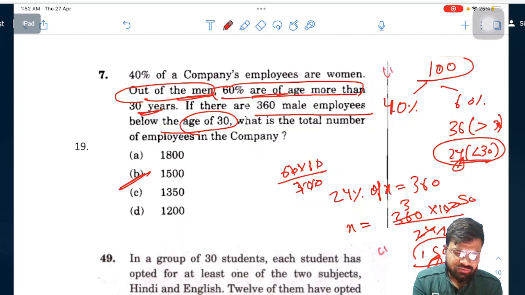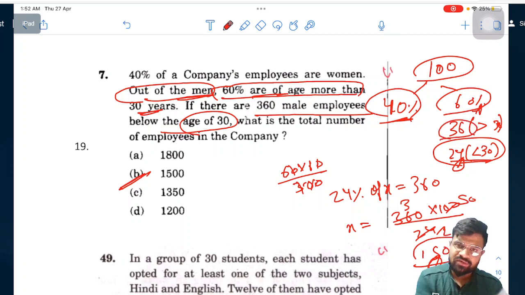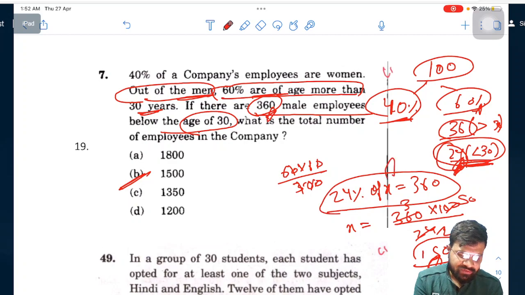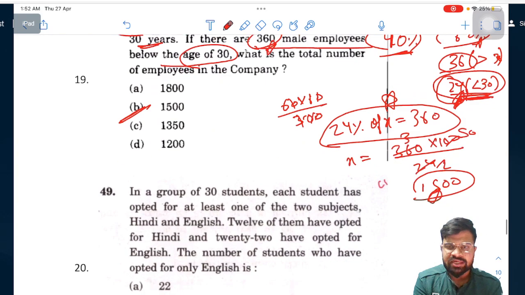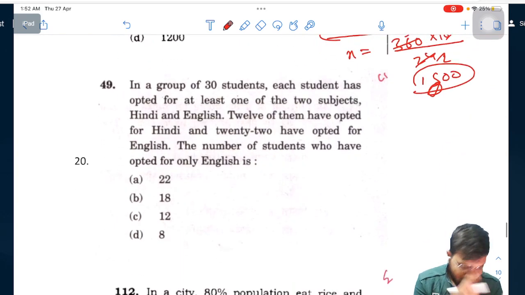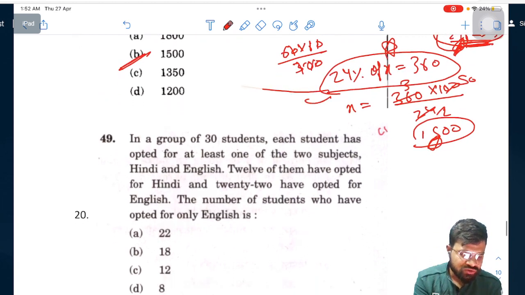This is how you choose this. Just draw this diagram. Out of 100, 40% are female, 60% are male. Out of the 60%, 60% are greater than 30, that means 36% are greater than 30, 60% of the 60%. And 24% are less than 30. This 24% is given as 360, so 24% of X is 360. You just have to find X, that will be 1500. At this moment, you can also look at the options.